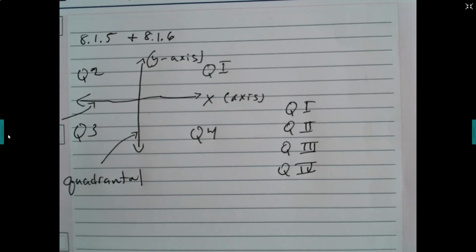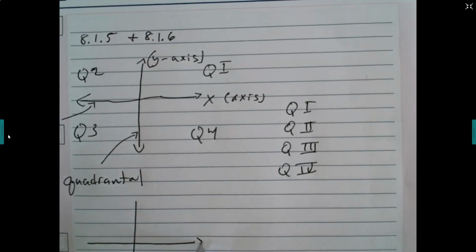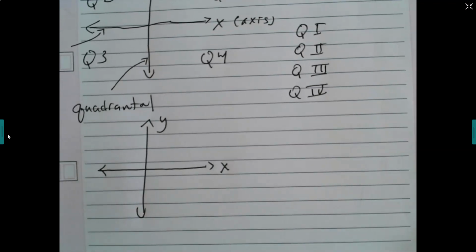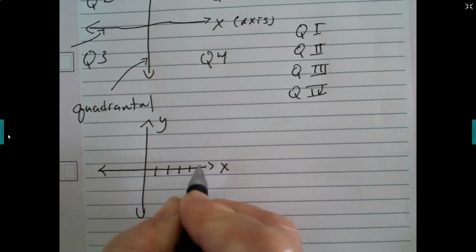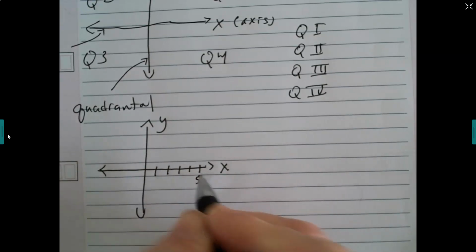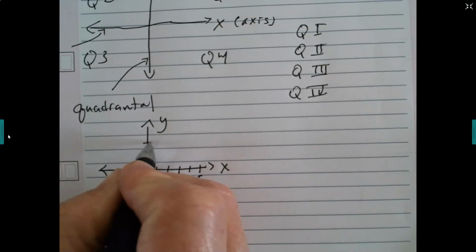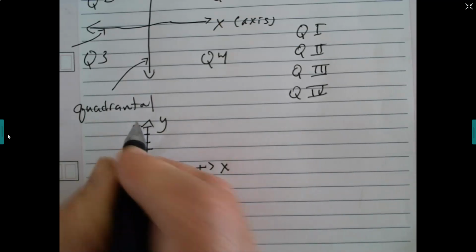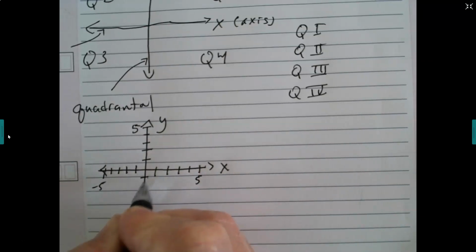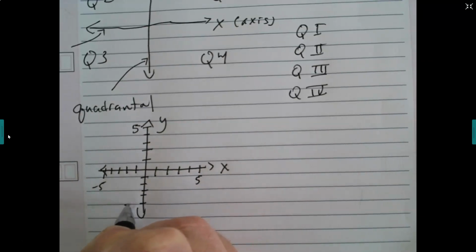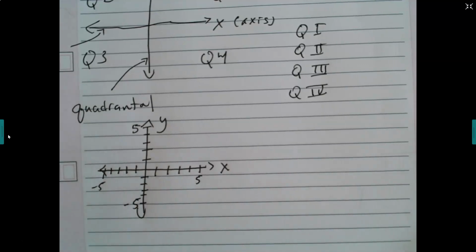Okay? So what I want to do with you first is just to briefly review ordered pairs. And I know you've had ordered pairs already. However, just to remind you, let's say I'm going to mark this out. This is 5 this direction, 5 up, 5 to the left, and 5 down. Okay.